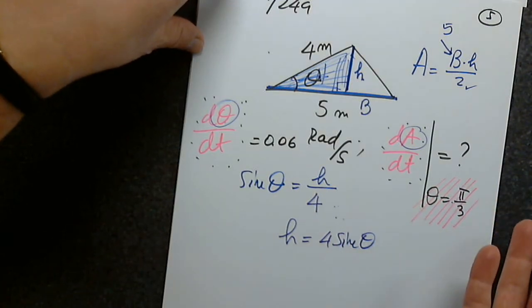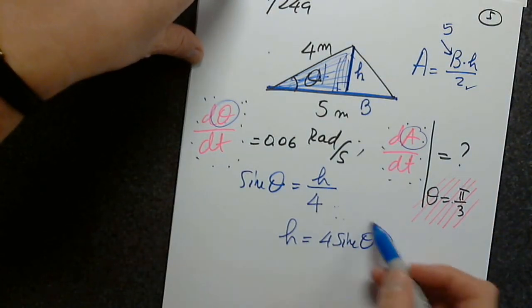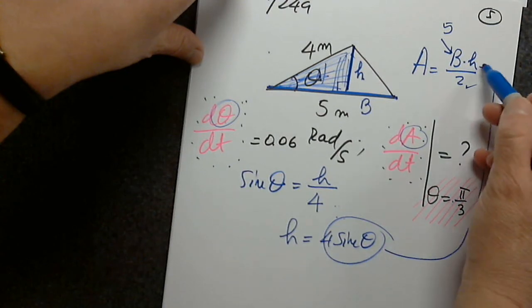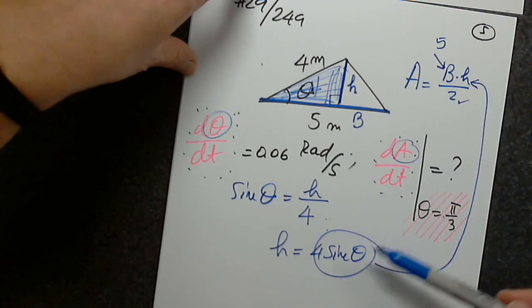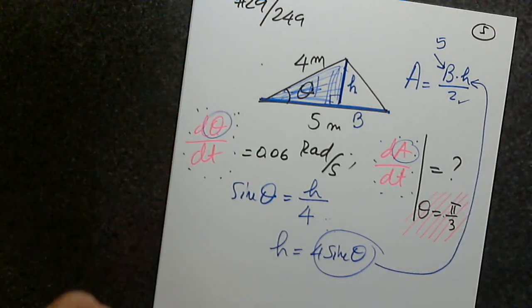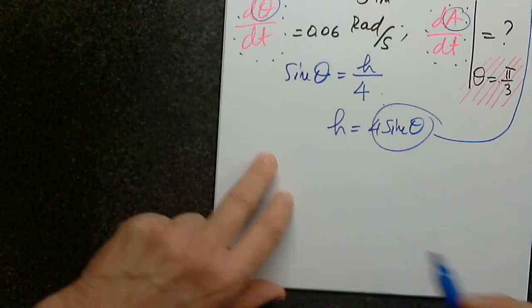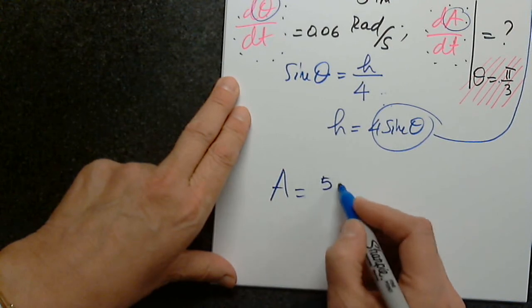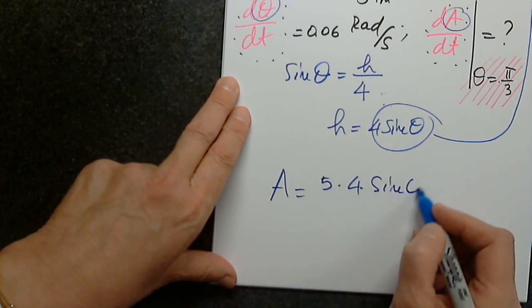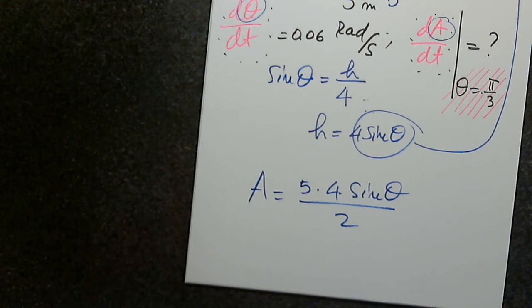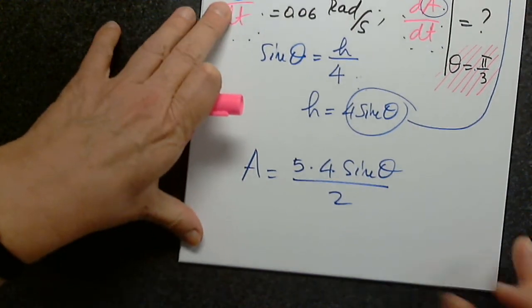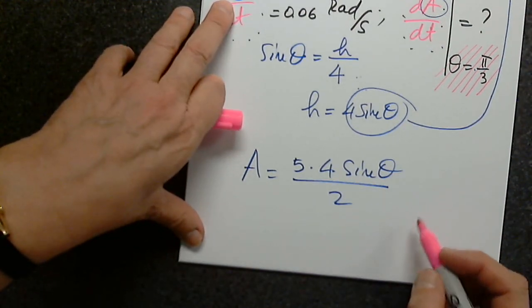And that's the formula. I'm just going to replace the height in here. So it's going to be 5 times 4 times sine theta over 2. So the area is 5 times 4 times sine theta over 2. That was the only trick. The general formula is this, but I don't want you to memorize it. It's easy to determine anytime.